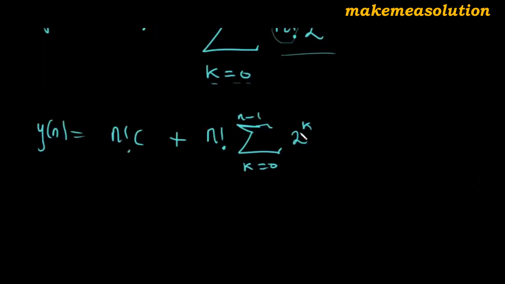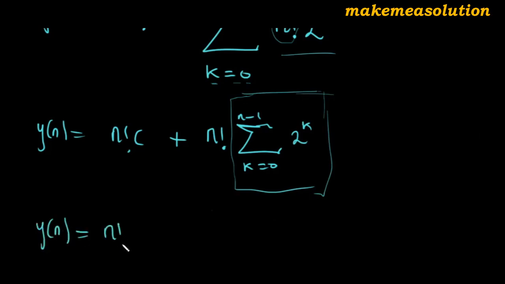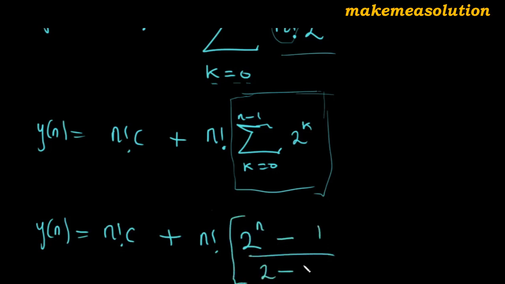So when you have any particular thing like this in mathematics, this is a mathematical identity, it's a summation, and this will evaluate to this. If you want to know how it's going to evaluate, I'll show you in the next video. Now, this whole summation will evaluate to 2 raised to the power of n, minus 1, all over 2 minus 1.